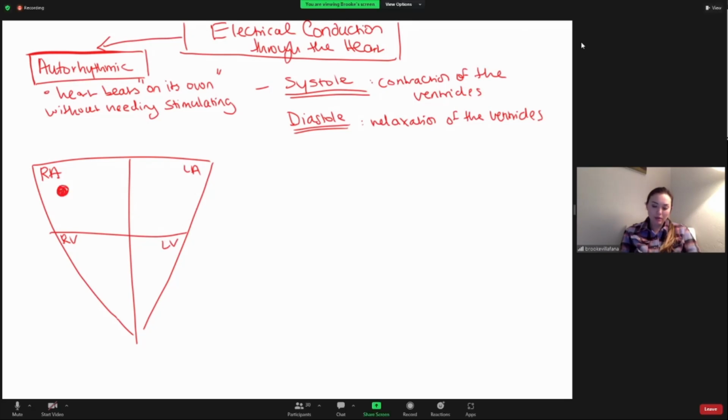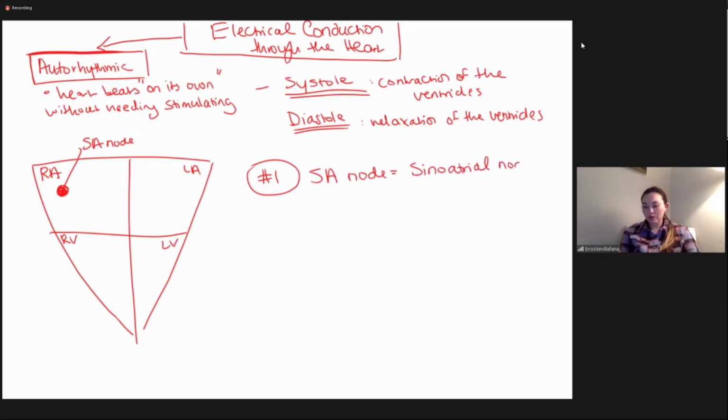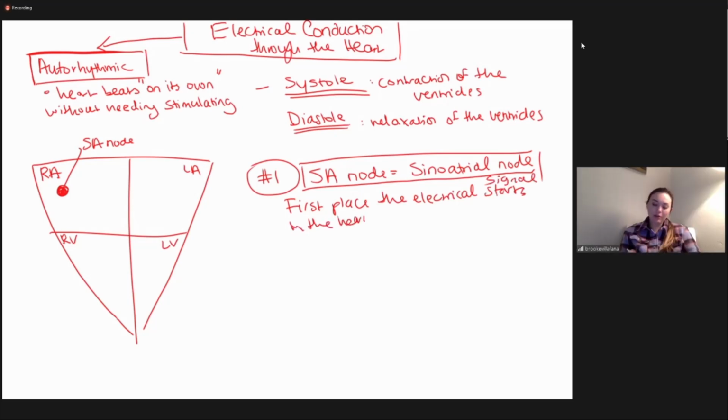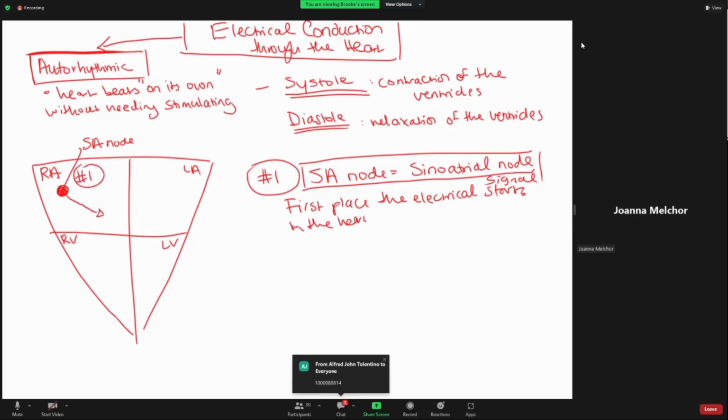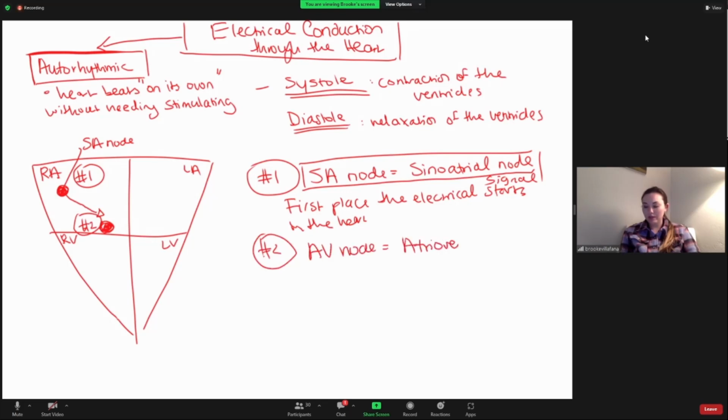So we start with the SA node. That's going to be number 1. SA node, sinoatrial node, and this is going to be your first electrical signal origination. So this is the first place the electrical signal starts in the heart. So we're going to start over here, and then we're going to send that to the AV node, number 2. So AV node is the second location, and that's atrioventricular node. You can see that that's kind of in between the atria and the ventricle, right? Kind of that spot right here.